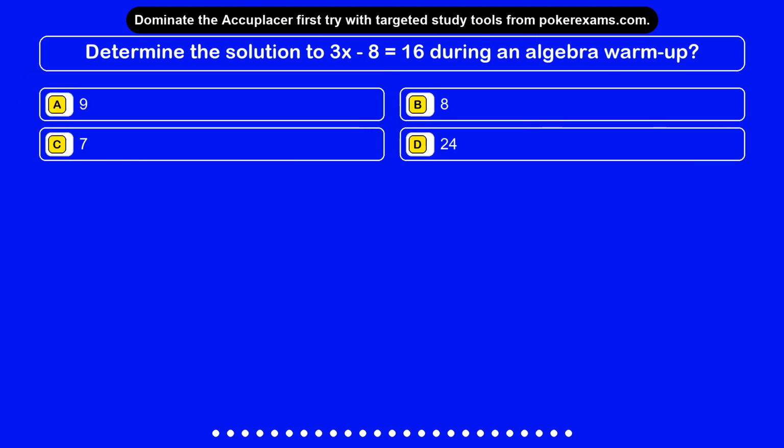Question 7. Determine the solution to 3x - 8 = 16 during an algebra warm-up. Option A, 9. Option B, 8. Option C, 7. Option D, 24.